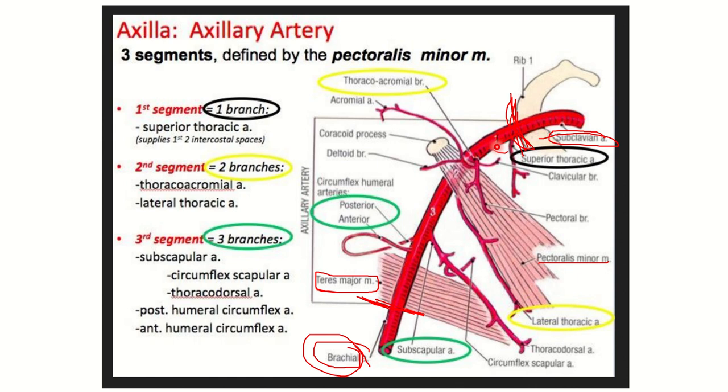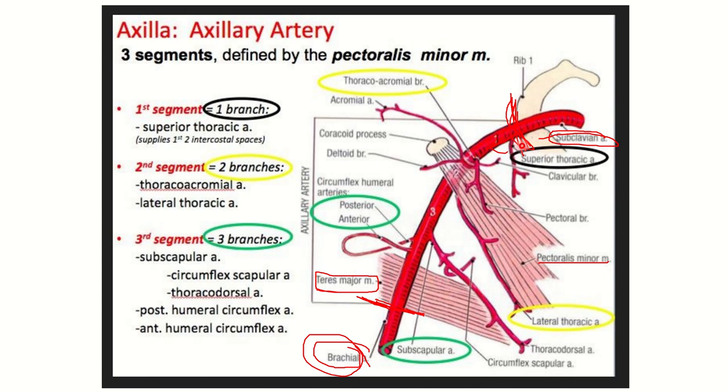So the first part lies above the pectoralis minor muscle, the second part lies behind the pectoralis minor muscle, and the third part lies below the pectoralis minor and extends down to the lower border of the teres major muscle. So now we have to find out the branches of the axillary artery.